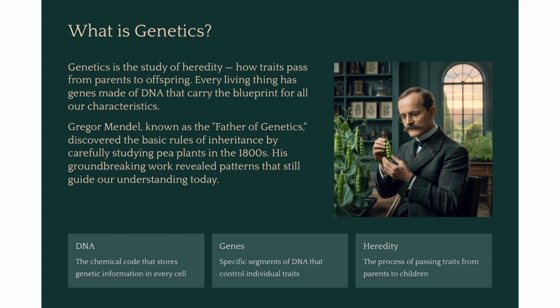Traits can come directly from parents, but they can also be influenced by the environment. For example, diet and sunlight can affect growth and skin tone. This is an important point. Traits are a mix of what you inherit and how the environment shapes you.